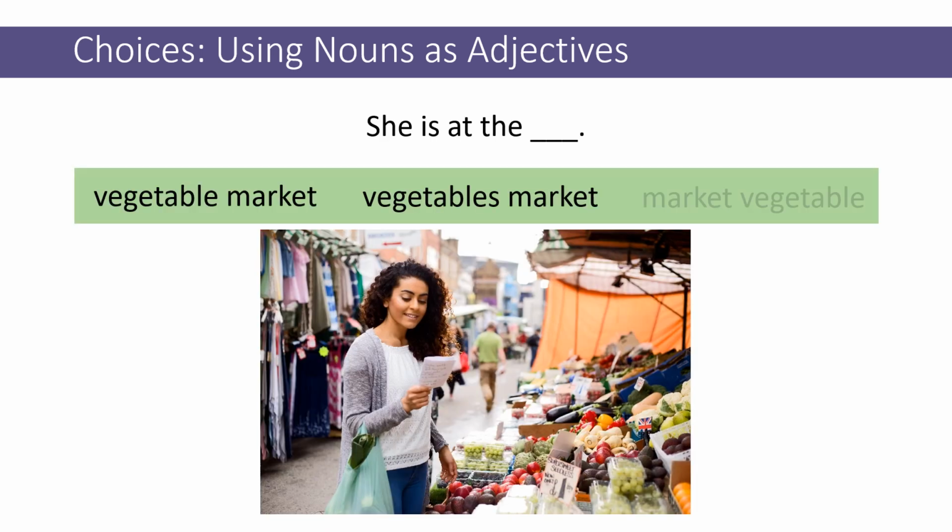What about this one? She is at the vegetable market, vegetables market, or market vegetable. So it should be vegetable market. Remember, the place that she is at is market, so that is going to go second because that has to be the noun. The what type of market is vegetable, and that's going to be coming before the noun.